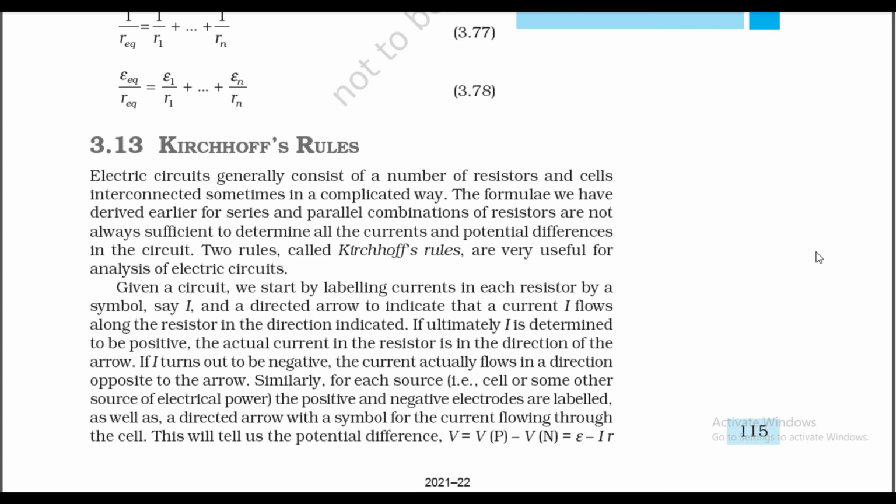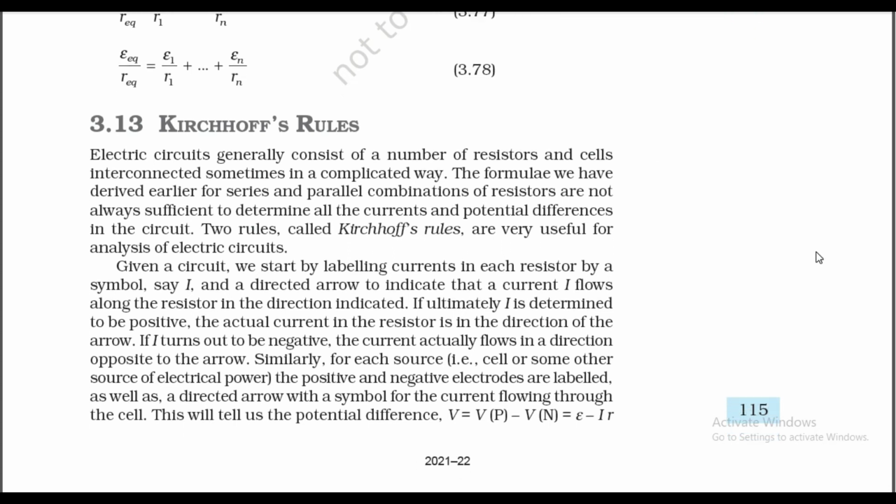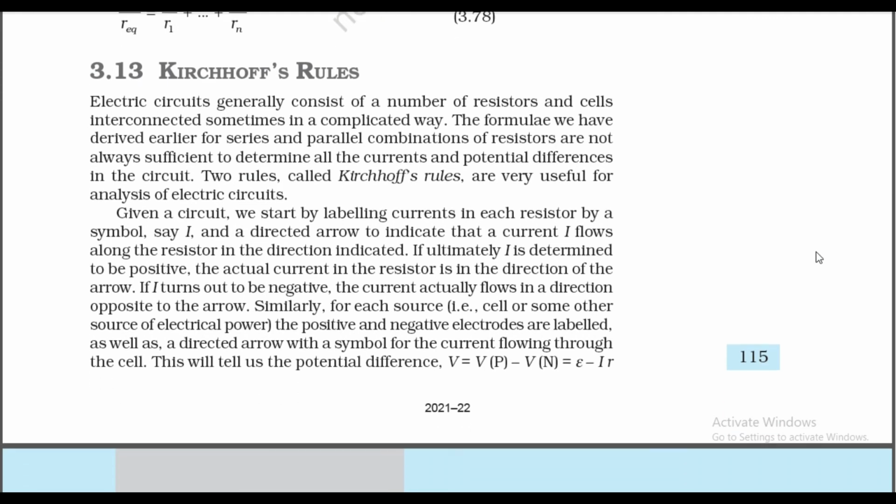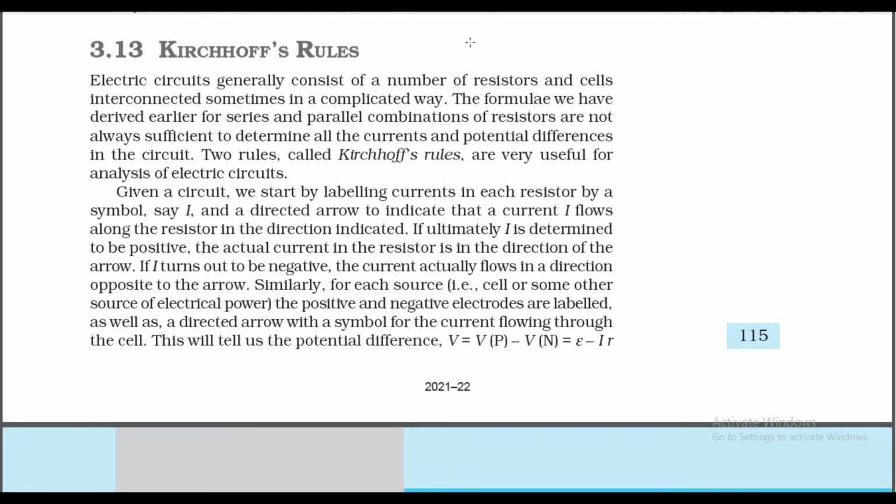3.13 Kirchhoff rules. Electric circuits generally consist of a number of resistors and cells interconnected, sometimes in a complicated way. The formulas we have derived earlier for series and parallel combinations of resistors are not always sufficient to determine all the currents and potential differences in a circuit. Two rules called Kirchhoff rules are very useful for analysis of electric circuits.